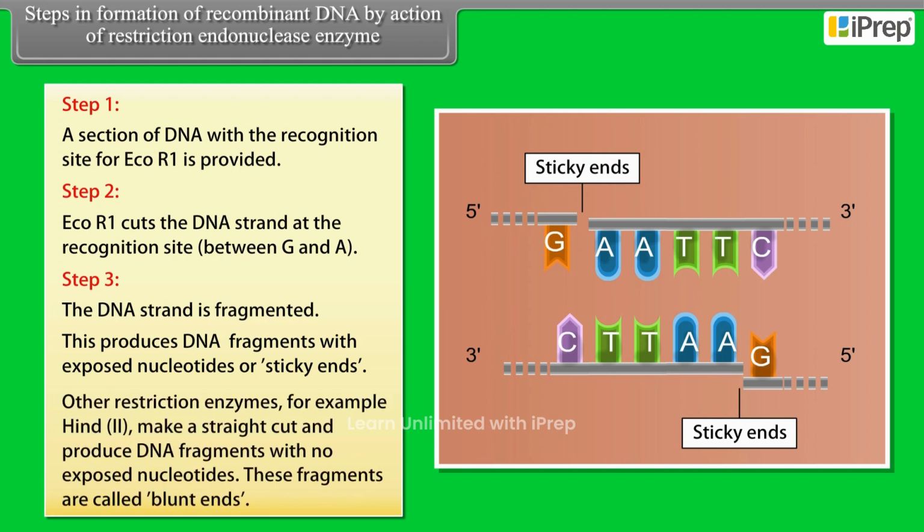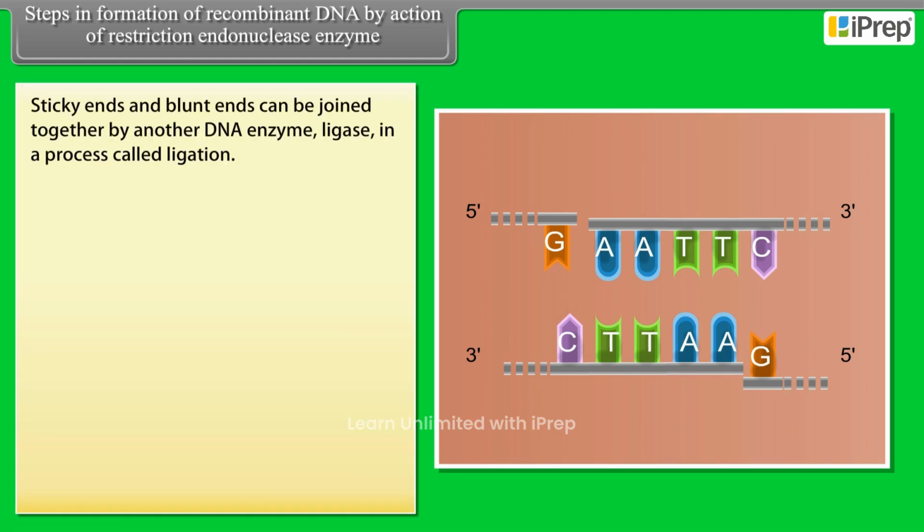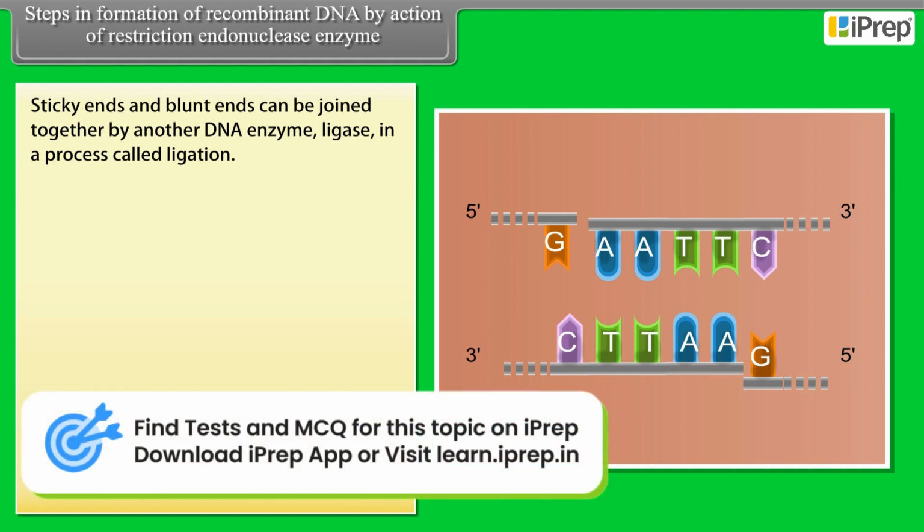Other restriction enzymes, for example HindII, make a straight cut and produce DNA fragments with no exposed nucleotides. These fragments are called blunt ends. Sticky ends and blunt ends can be joined together by another DNA enzyme, ligase, in a process called ligation.